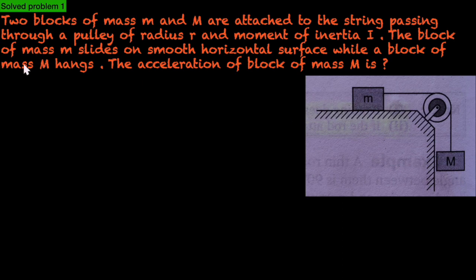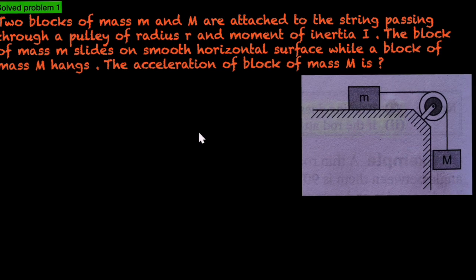One thing you also notice, they say that the mass small m slides on a smooth horizontal surface. So the block which has mass small m is simply sliding on a floor which is frictionless. We can also note that point because it will be useful in our question. Now before going to the trick, I want to show you the general method of solving this question.